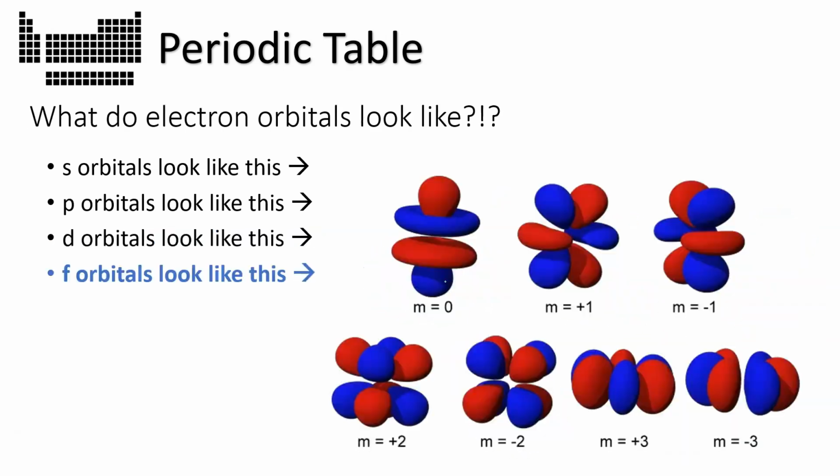The f orbital's even more complex. There are 7 of those, and they look like this, so there's definitely no way we're going to draw them out. So these are the shapes that electrons are actually found in the most accurate version of an atom that we have today.